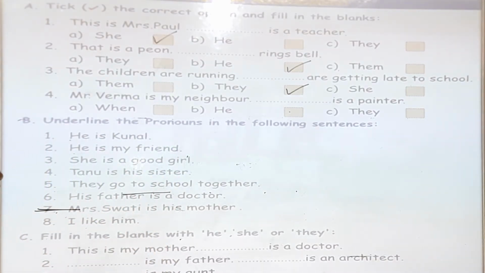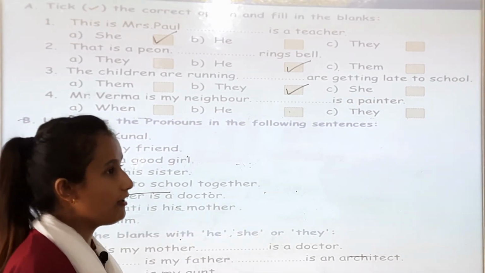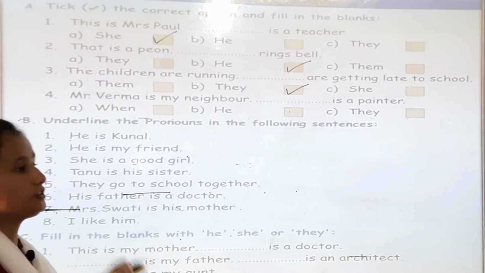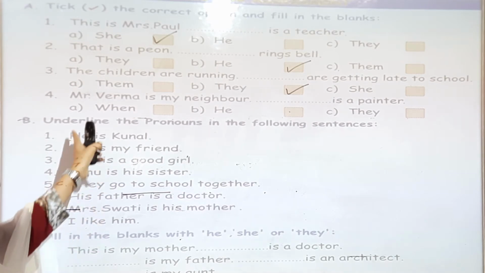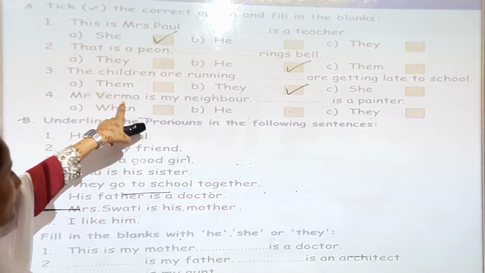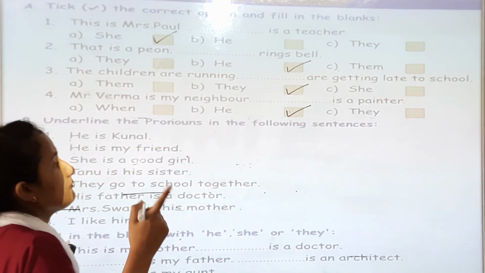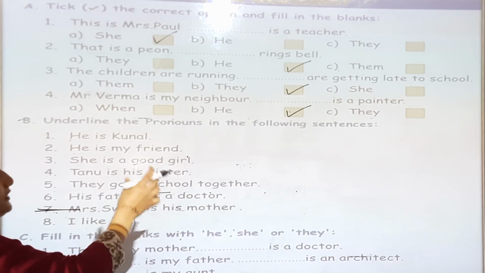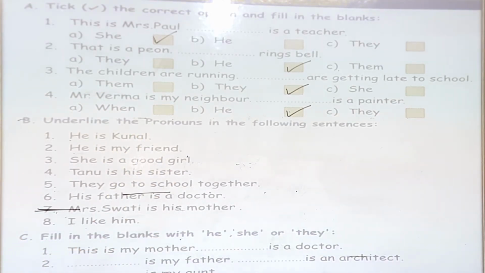Mr. Verma is my neighbor. Dash is a painter. Now, Mr. Verma is masculine gender. So, he is a boy. That's why what do we have to use? Mr. Verma is my neighbor. He is a painter because of masculine gender. Masculine gender means boy, male person. Okay.